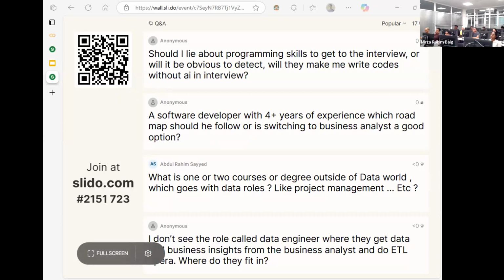Okay. This is a weird question. Should I lie about programming skills? No, you should not lie about programming skills to get to the interview. It will be obvious you're wasting the company's time. They might bar you, and these kind of things stay. It's a small world, so don't do it anyway. It's a bad thing. But even then, ethics aside, it will hurt you. Please don't do that.